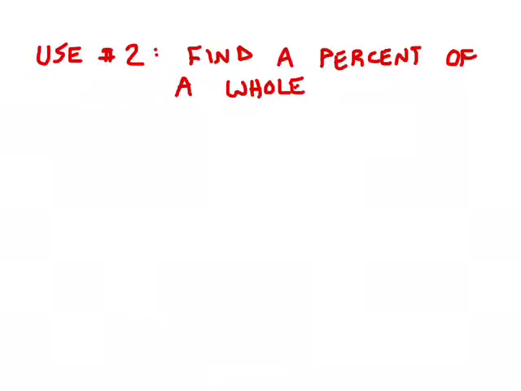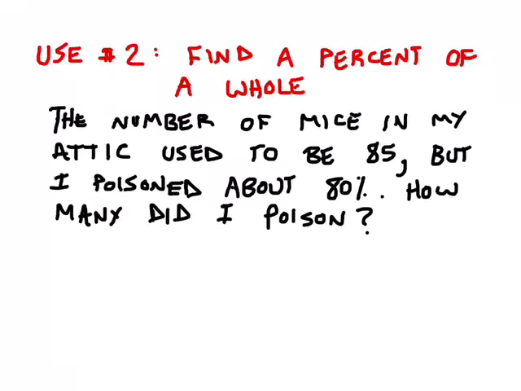That brings us to use number 2 of this proportion formula, or percent proportion formula, and that is finding a percentage of a whole. So in this case, we would know the percent we wanted, we'd know how much we had total, and the question would be what part would be that percent. Let me give you an example.